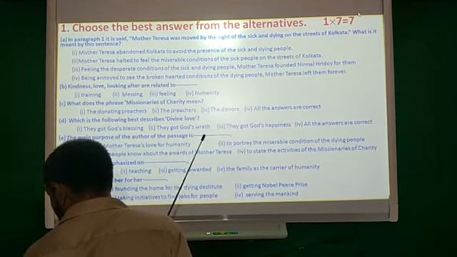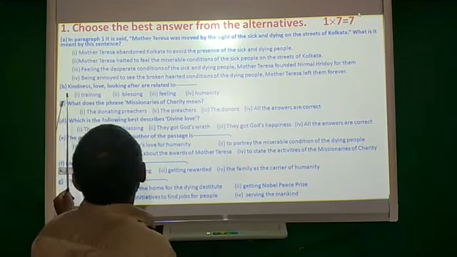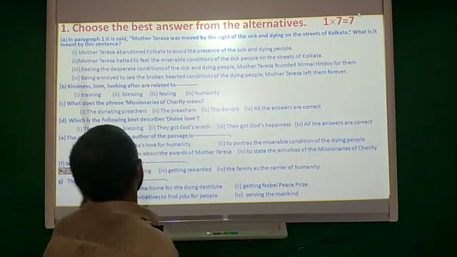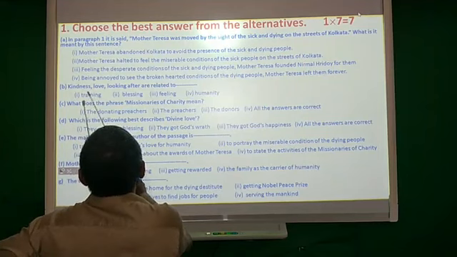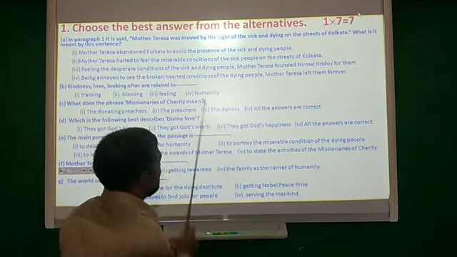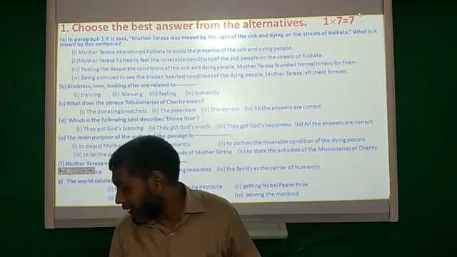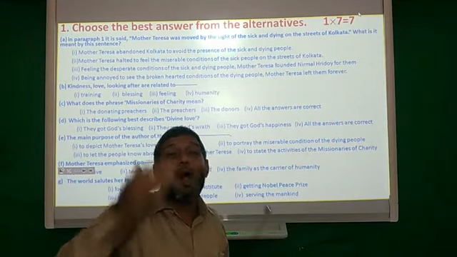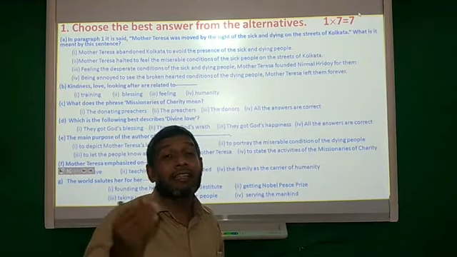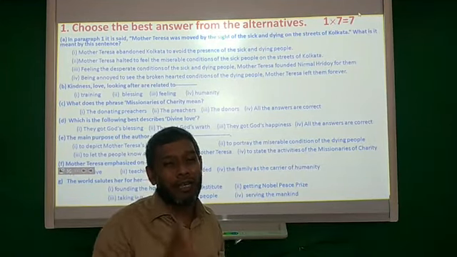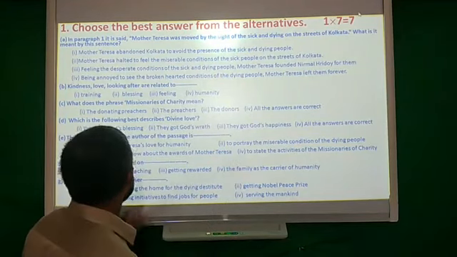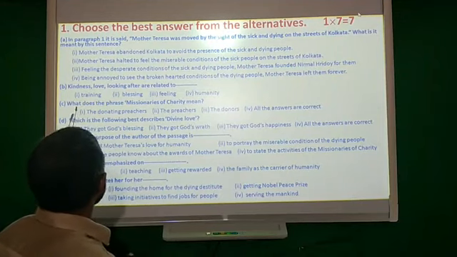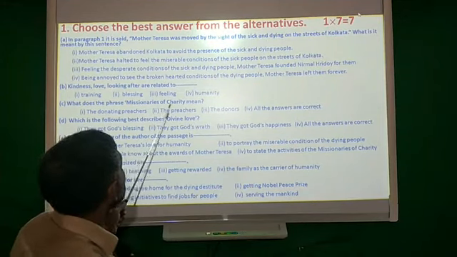So dear students, number 2, kindness, love, looking after are related to. Here again we can see these are word meaning questions, related to vocabulary. After finishing reading all my questions, I will tell you in a summary. Number 3, what does the phrase missionaries of charity mean.